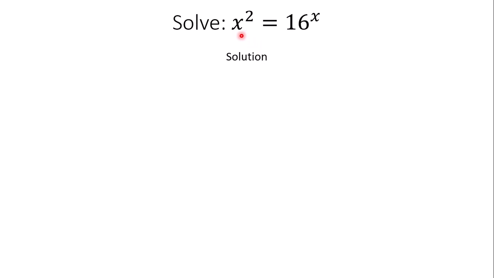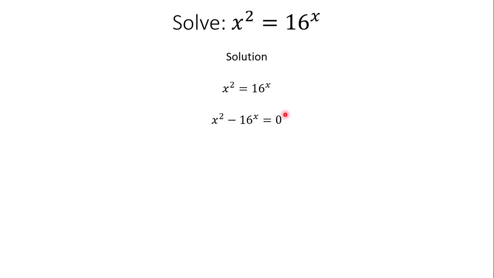Then we repeat the question. X squared is equal to 16 to the power x. So, the next step is we subtract this one from this one, then we equate it to 0. Okay, so let's write: x squared minus 16 to the power x equal to 0.